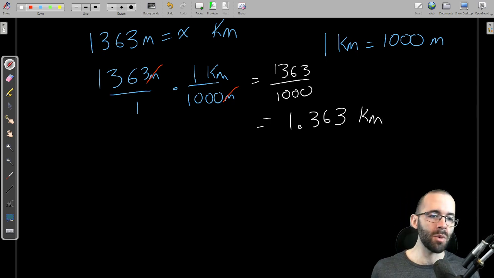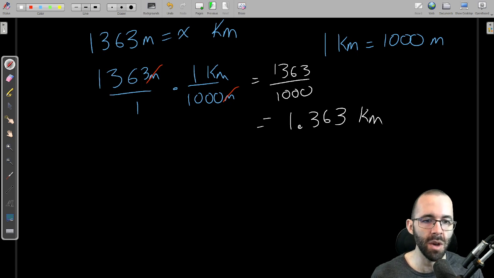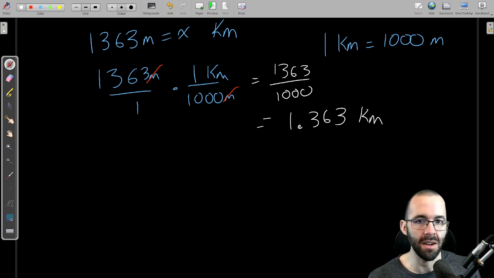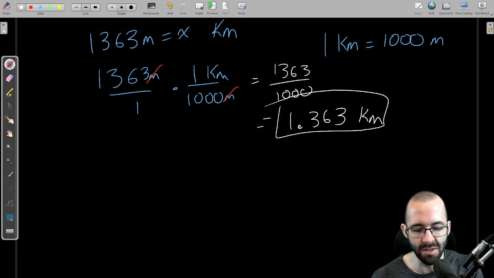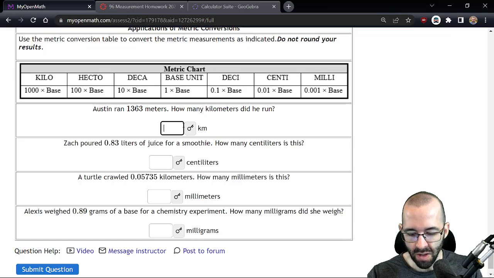Okay. And in fact, when we're converting in this metric system in this way, all we're doing is moving the decimal place. So a kilometer is more than a meter, 1,000 meters. So you could have just said 1.363. But this conversion method that we used earlier also works.